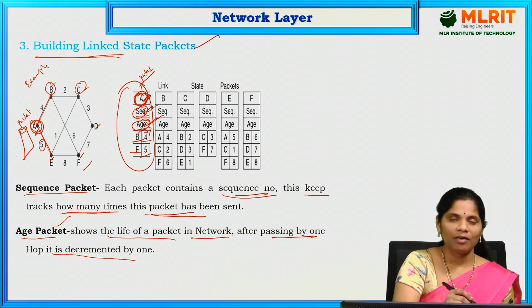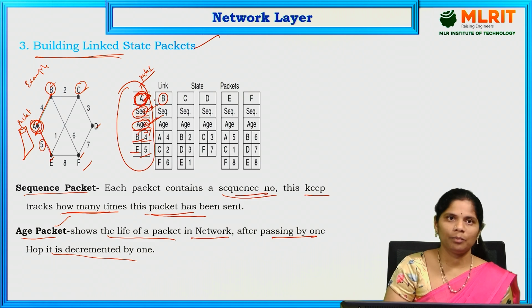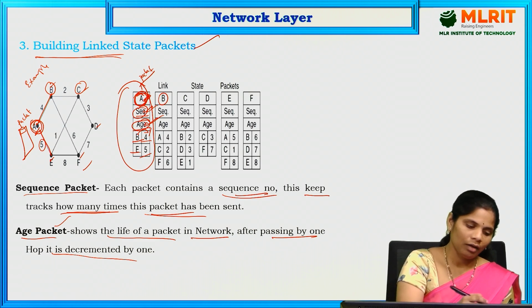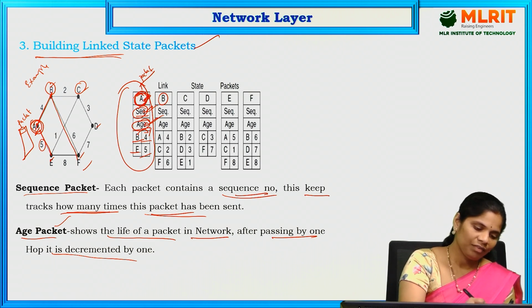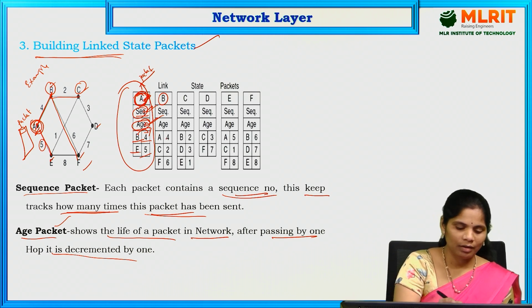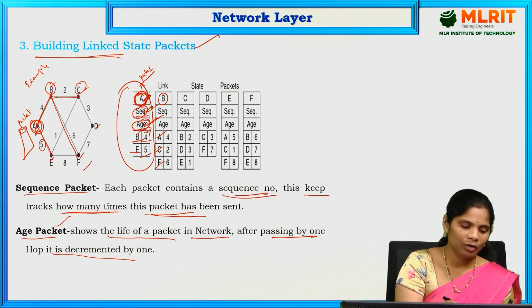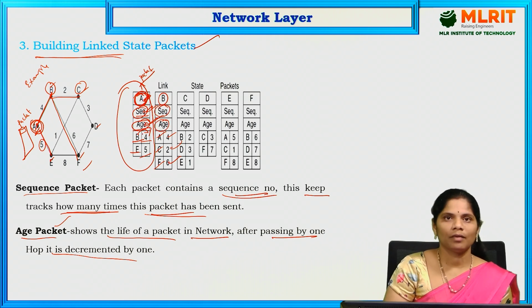Like this we have to construct the packet for each and every router. This is for the A router. And suppose we take the B router. B's neighbors are A, F, and C. We have to write the distances: B to A is 4, B to C is 2, and B to F is 6. Already we know the sequence and age. And next, for C also we have to construct the packet.